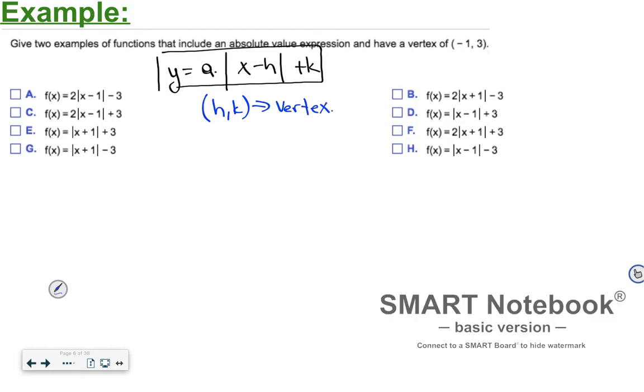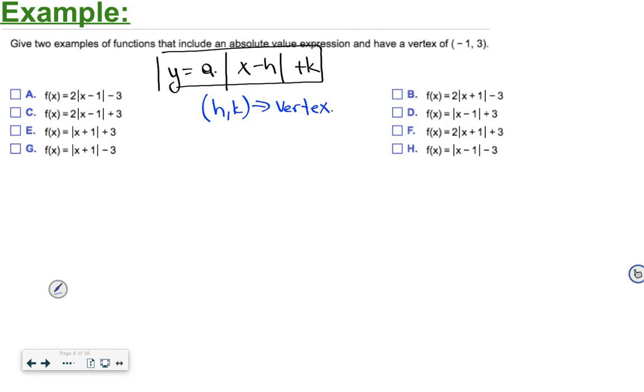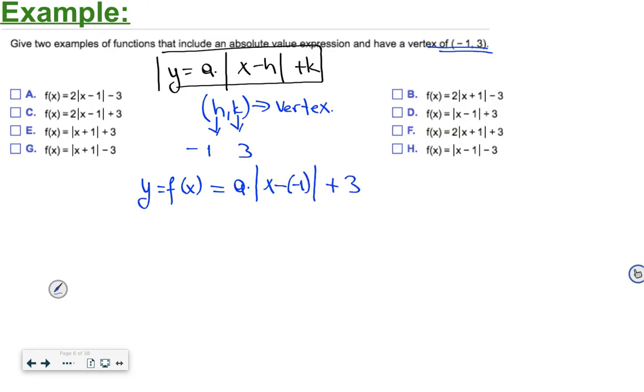When you read the question, it says to give two examples of the function that include an absolute value expression and have a vertex of -1 and 3. When you look at here, your h value is -1, your k value is 3. Let me rewrite the expression. So y is equal to, or f of x, you can say f of x as well, a times, in absolute value, x minus, what is the h? Negative 1, plus, what is the k? Plus 3. From here, you can get a times, in absolute value, x plus 1, plus 3.